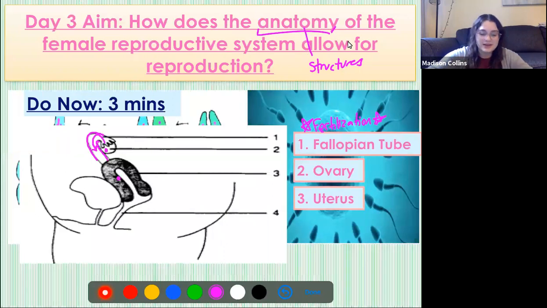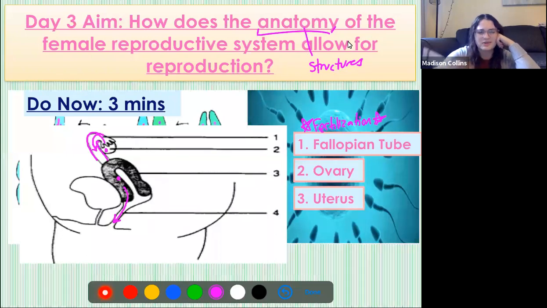So this is where the egg, as well as the uterine lining, is going to be released from the body every single month through a process most of you probably know as your period, but that structure right there, number 4, is your vagina. Now, some of you might be wondering, but yesterday we learned about something called the cervix.